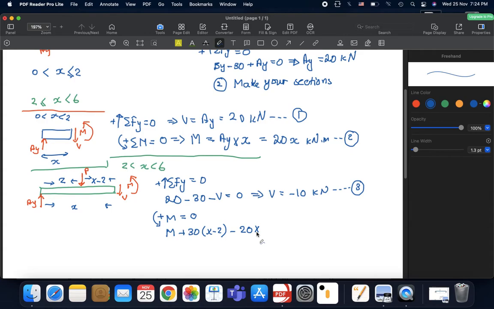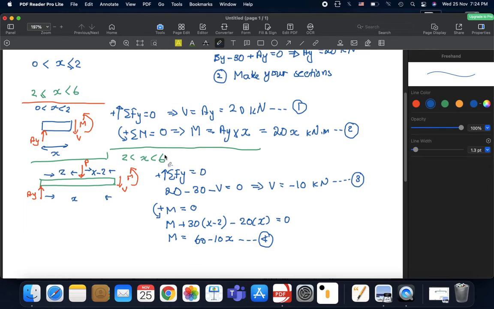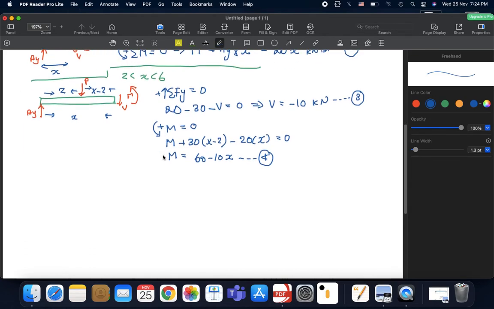Multiplied by x. And this is 0. So if you solve for M, M would equal 60 minus 10x. This is our fourth equation. That's it. We're done. Now we go and plug the values that we get from the equations into diagrams.